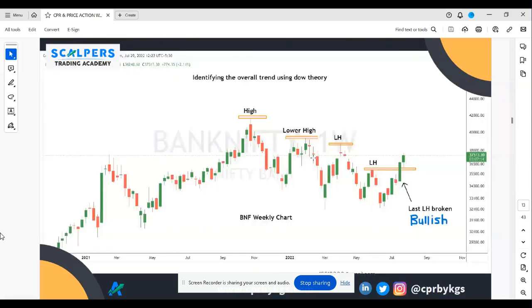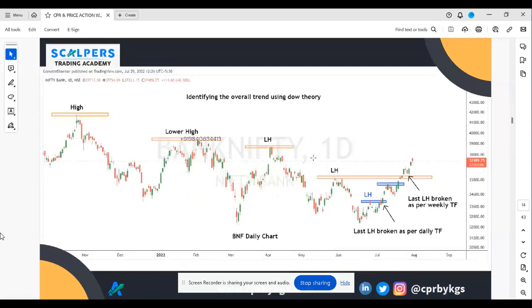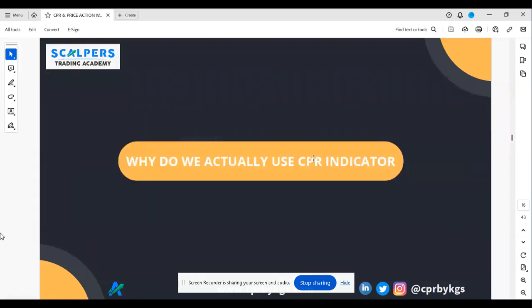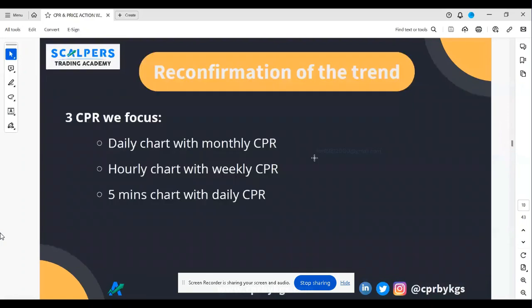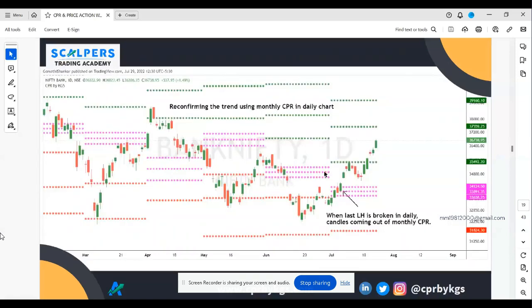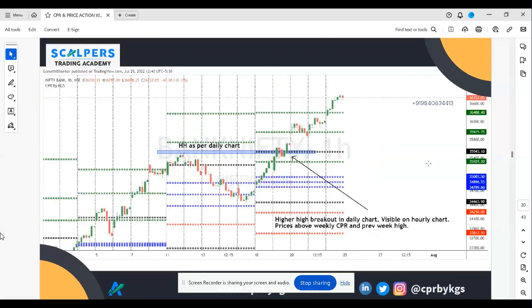So everything we have discussed, we did not discuss about Dow theory because it is already included in CPR. Okay, so in CPR we are focusing on the daily chart; these are the 3 settings which we are focusing. Daily chart with monthly CPR, hourly chart with weekly CPR, 5 minutes chart with daily CPR, and above monthly CPR the trend is going to be a bullish trend. It is going to be a high probable trade.